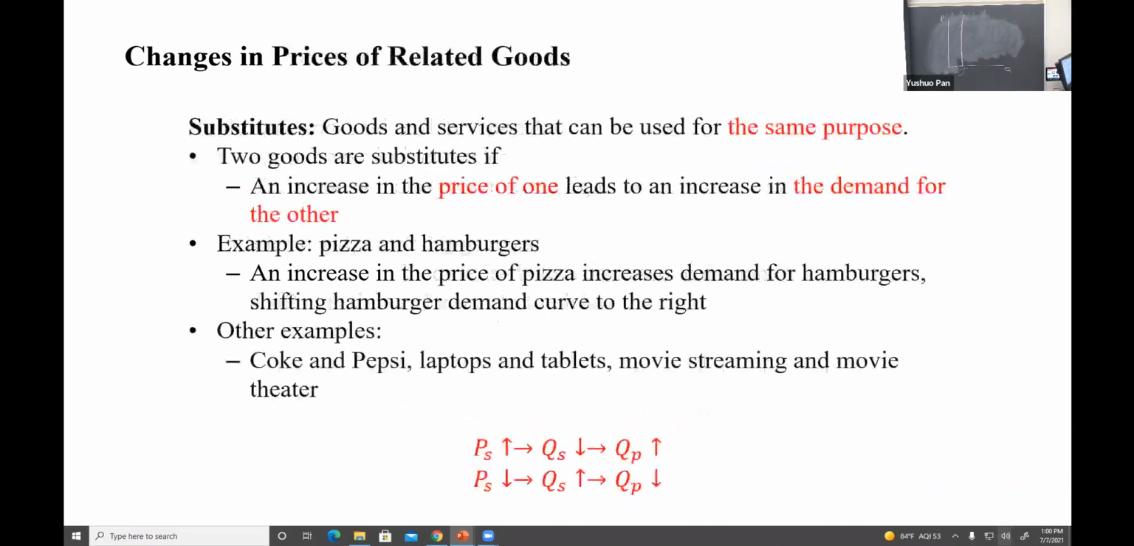Changes in prices of related goods. So again, you have 2 definitions in this part you need to remember. First is substitutes. Goods and services that can be used for the same purpose. You can use either one, it doesn't matter. They could substitute for each other. So 2 goods are substitutes if an increase in the price of one leads to an increase in the demand for the other. Why does that happen?